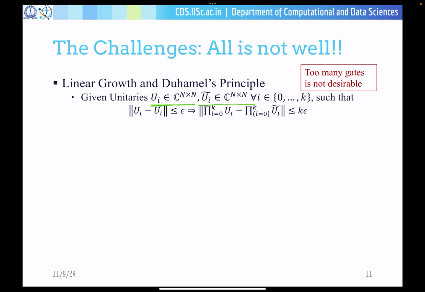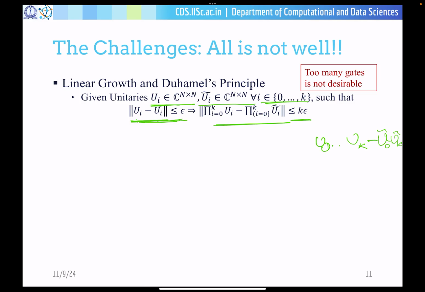So over here we talk about approximations. In quantum computing we generally talk about approximations. Suppose I have a unitary U_i which I'm interested in implementing, but I'm able to implement U_i tilde, which is an approximation to that unitary, and there are k such gates that I need to implement. Then Duhamel's principle states that if the induced norm error between U_i and U_i tilde is less than or equal to epsilon for all i, then the difference between the overall unitary U_k to U_0 and the approximation U tilde_k to U tilde_0 is less than or equal to k epsilon.